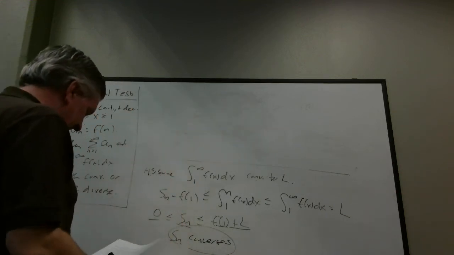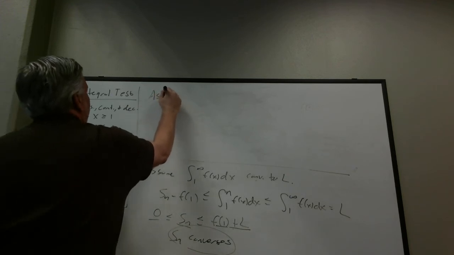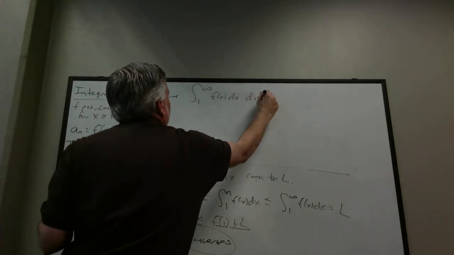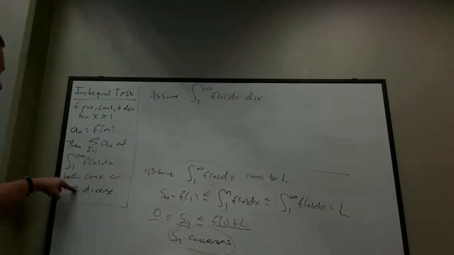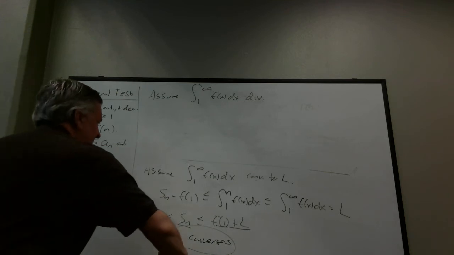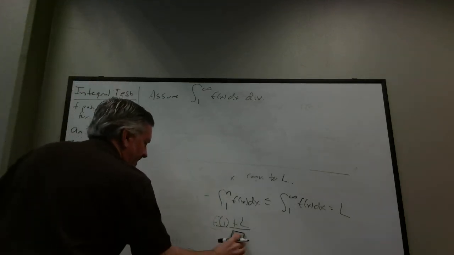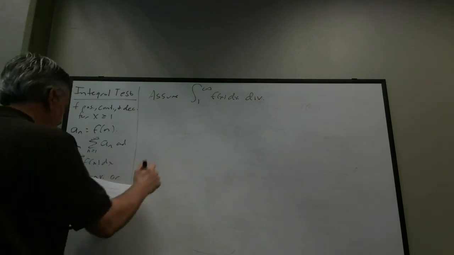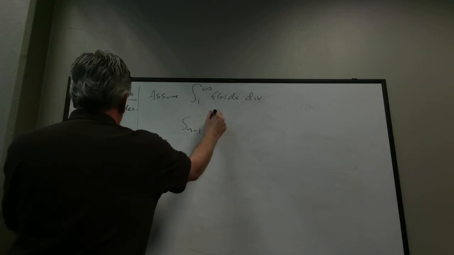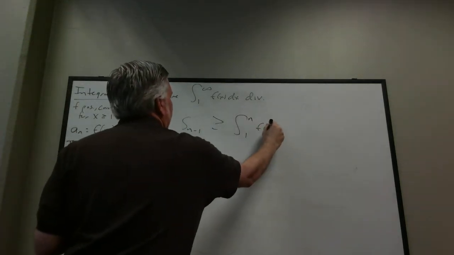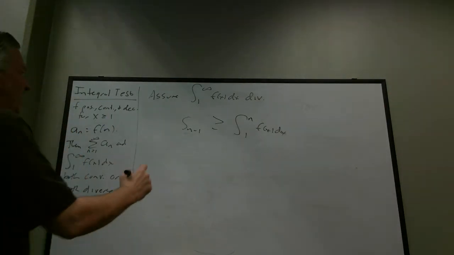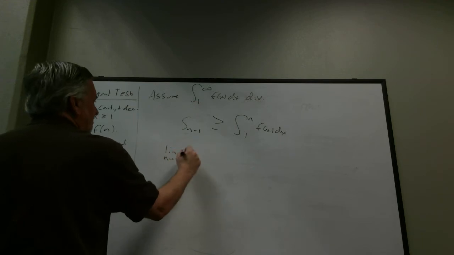And now the other part is, let's assume the integral from 1 to infinity of f of x dx diverges. So again, the theorem says if your improper integral diverges, the series has to diverge. So that's what we have to prove next. Now, I had up there a second ago that S(n minus 1) is bigger than or equal to the integral from 1 to n of f of x dx. Let's take the limit of both sides as n goes to infinity.